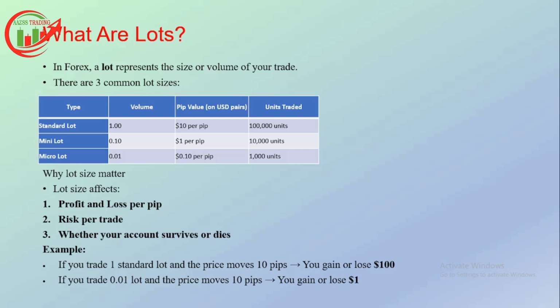That's just it. You can see the distance. If you trade with a mini lot and the price moves 10 pips, you are gaining or losing $10. You understand? Please take note of that. So let's go over to the next slide.